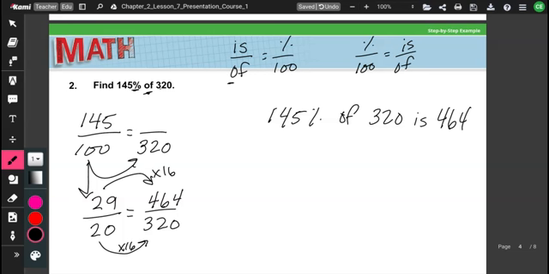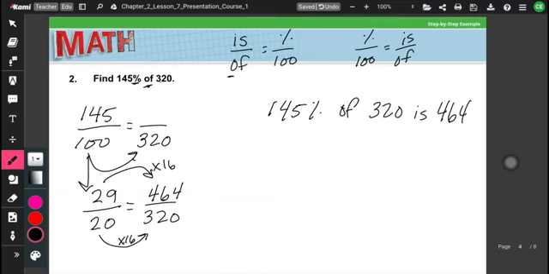Simplify and then multiply, just like we learned in chapter 1. Simplify, multiply.